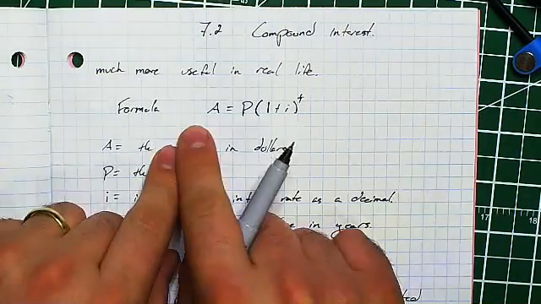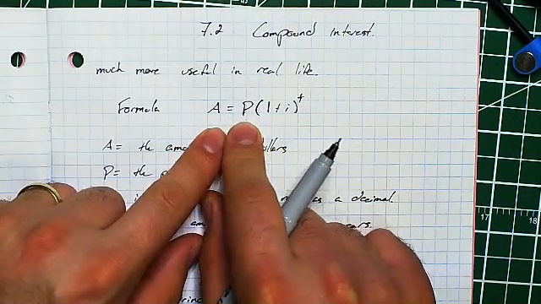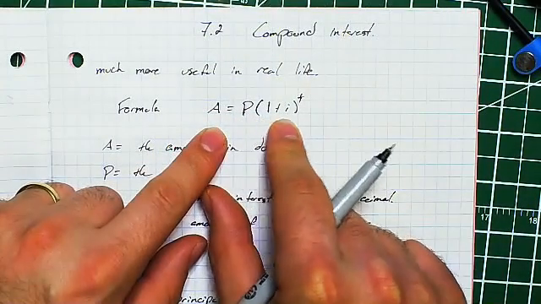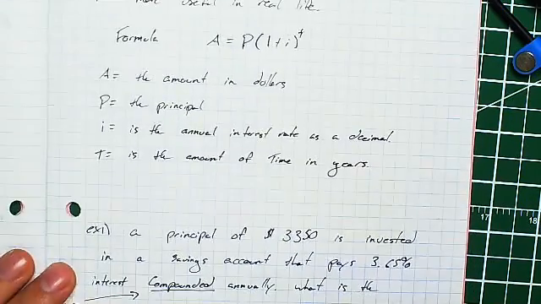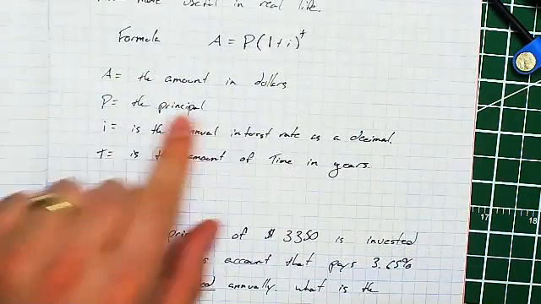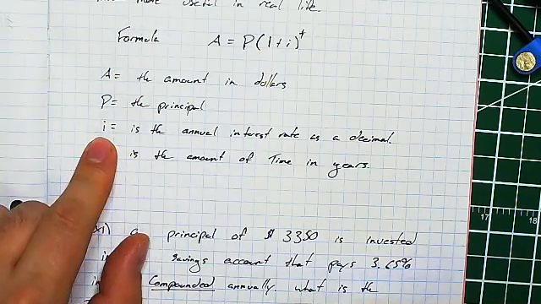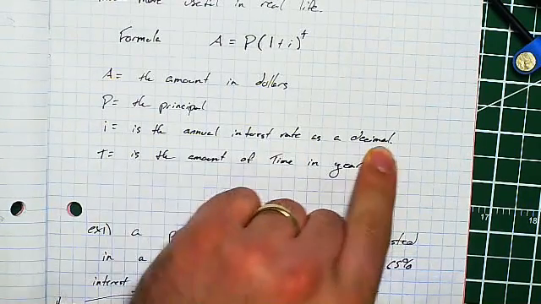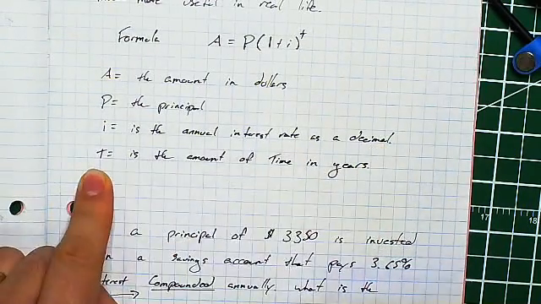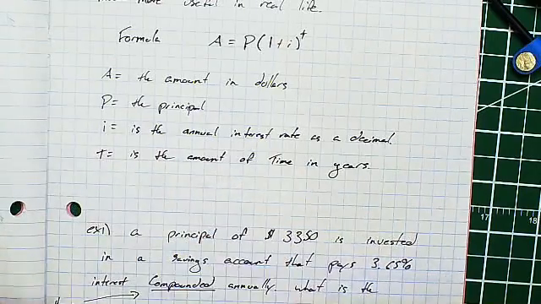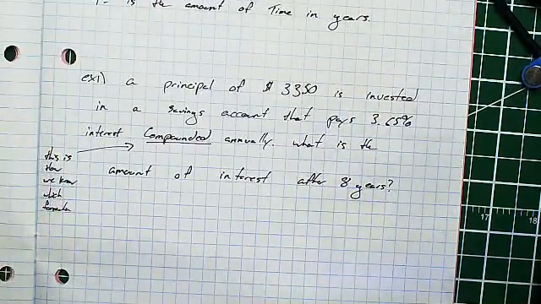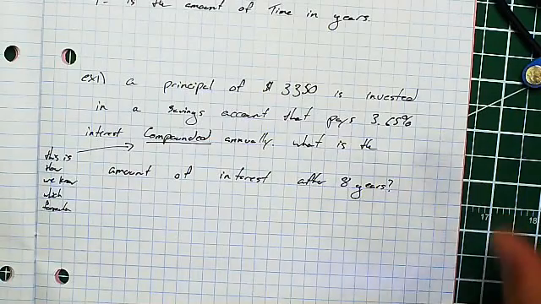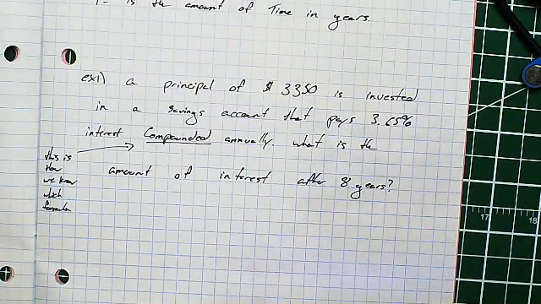The formula for it is A equals P times (1 plus I) to the power of T, where A is your amount in dollars, P is your principal, I is the annual interest rate as a decimal, same as last time, and T is the amount of time in years. Again, it's a formula and it's all about manipulating and plugging in the formula. The real trick here is understanding what and how to put in certain values.